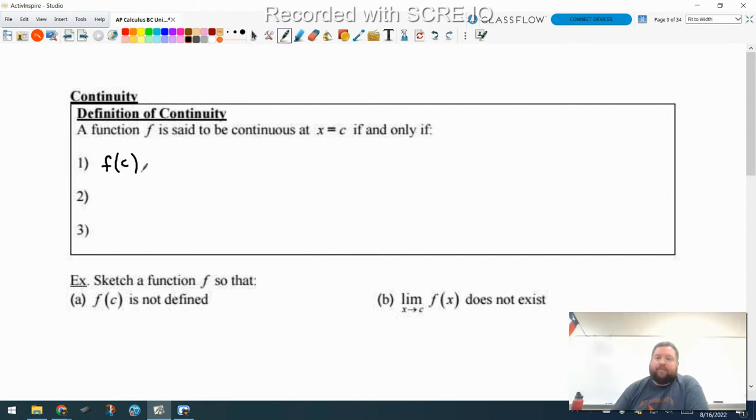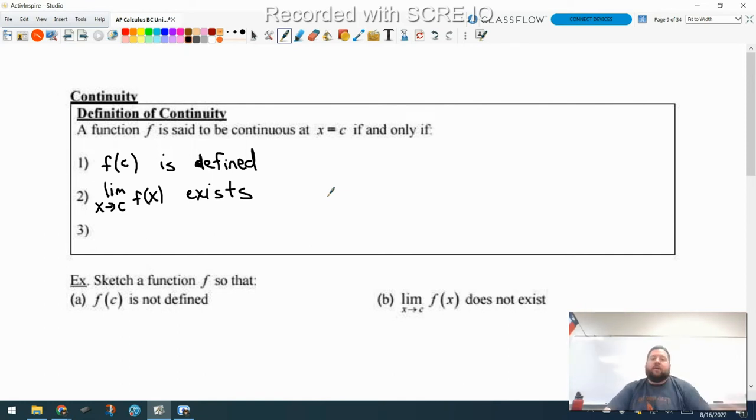f of c is defined. So there must be a point there. You can't have an open circle, can't be an asymptote, or anything like that. Second, the limit as x approaches c of f of x exists. So the limit has to exist as well. You can't have the limit from the left and the right being two different values or something like that.